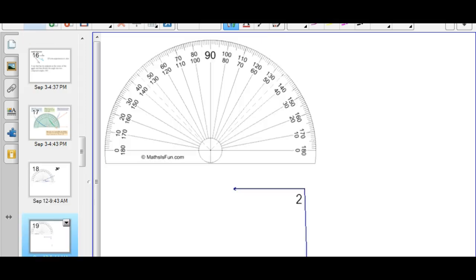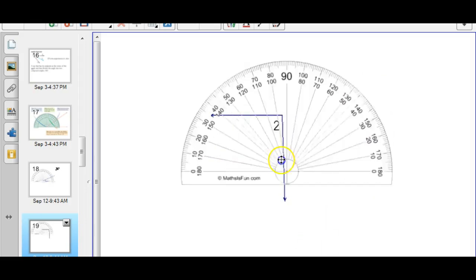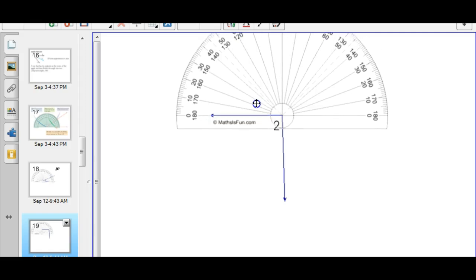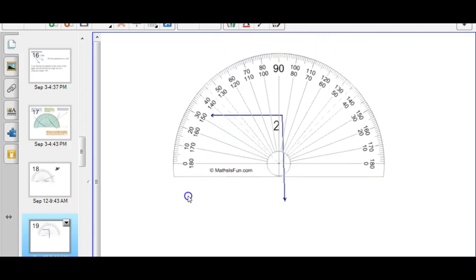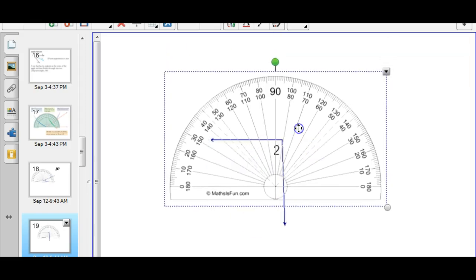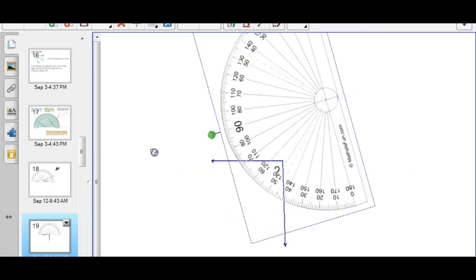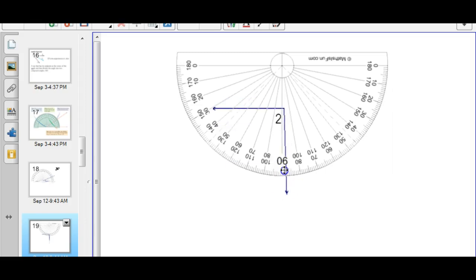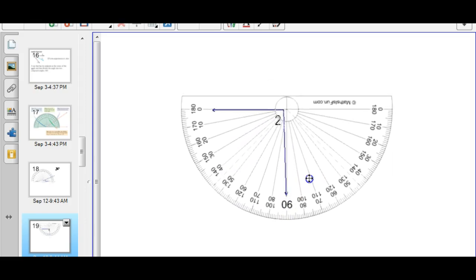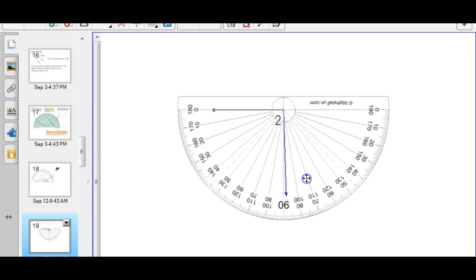My second example looks like that. I'm going to take my protractor and line up the vertex right there. Then I'm going to turn it. Okay, that looks better. I have the vertex lined up with the center of the protractor.